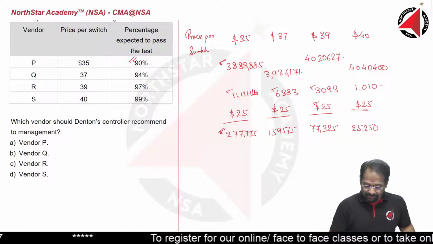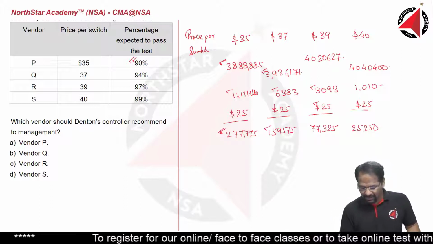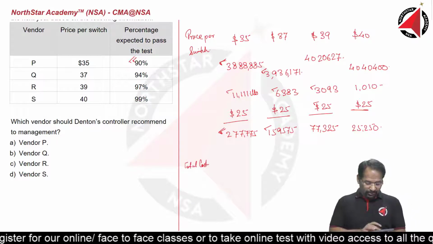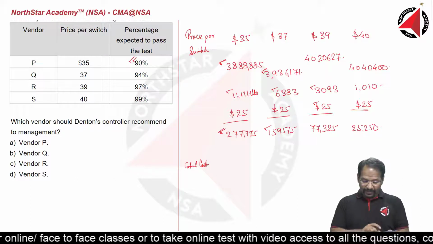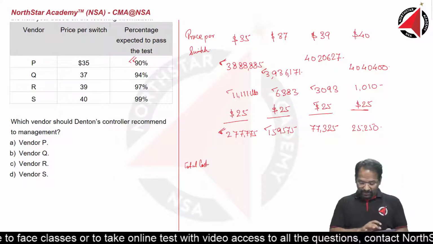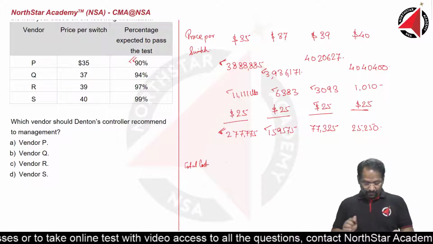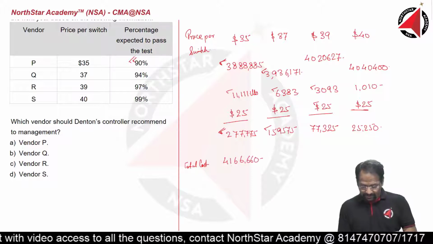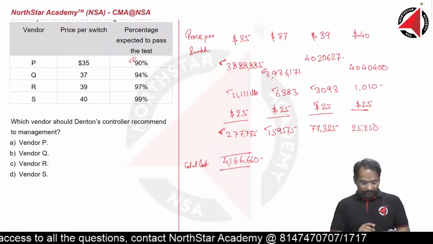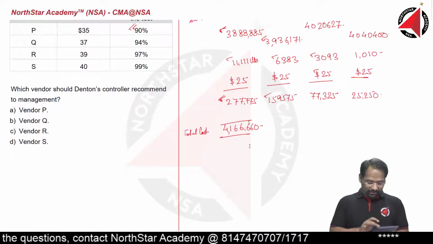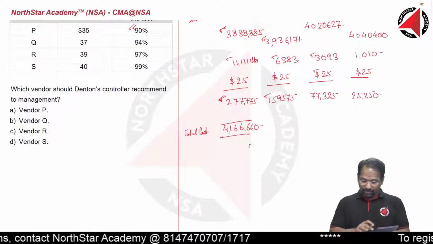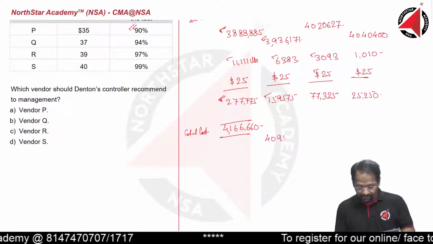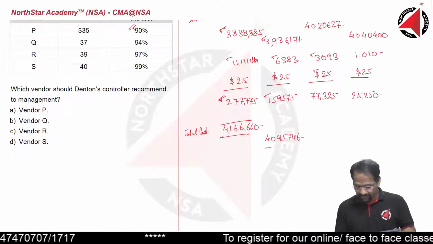All right, so now what is the total cost? The total cost will be this plus this. So we will calculate the total cost for each vendor. The first one will be 3,888,885 plus 277,775. We get a total cost of 4,166,660. Next one, 3,936,171 plus 159,575, so we get a total here of 4,095,746.